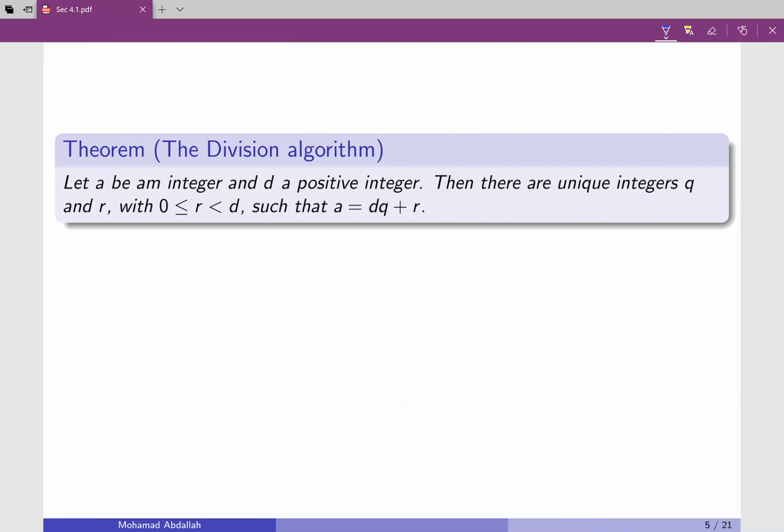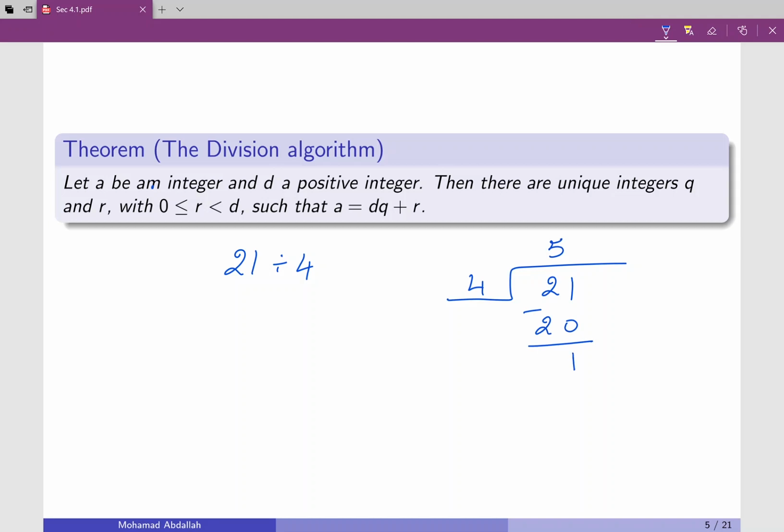Now the division algorithm. This is the same division procedure that you used to do in middle school. Suppose that you want to divide, let's say, 21 divided by 4. How many 4s do you have in the 21? You have 5. 5 times 4 is 20. You subtract, you get 1.